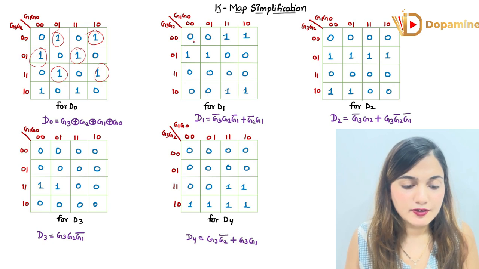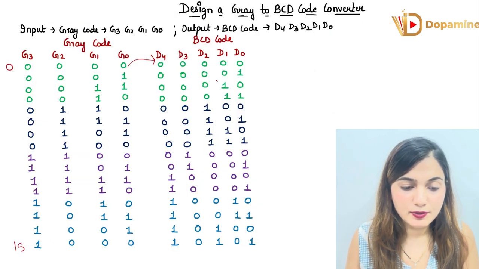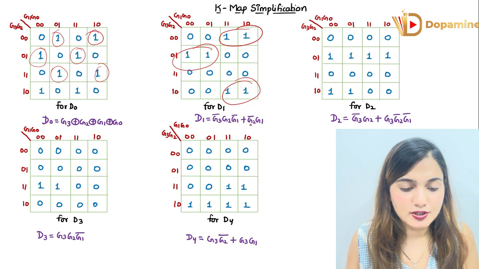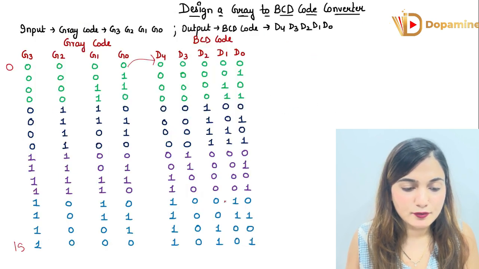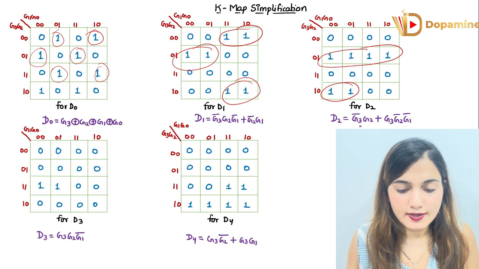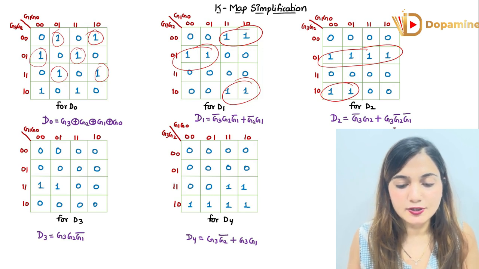Then for D1 we are going to fill up this K-map using all the values present here, and then do the pairing. You can see here we will get 3 pairs, and this is represented as G3 bar G2 G1 bar plus G2 bar G1. Then for D2 we proceed with the same thing, and here you can see we are getting a pair and a quad. The pair is represented as G3 bar G2 and the quad is G3 G2 bar G1 bar.